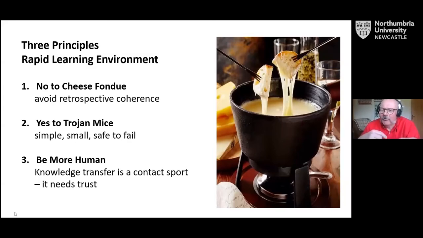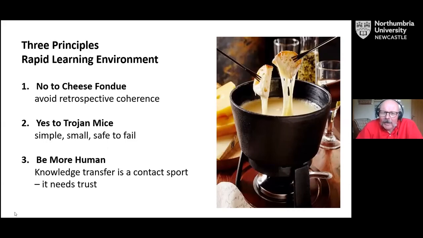So if you don't like retrospective coherence, use cheese fondue. And that principle, how do we avoid that, how do we get stuff captured in the moment, was a key thought of what we do here. Trojan mice, an idea around that. It's the small, simple, safe to fail things that you need to try in this space, because hanging on for the big perfect thing isn't going to work. In a complex space, you probe, you gather data to make sense, and the Trojan mice are the things you set free to gather that data to then make some sense of what's going on.